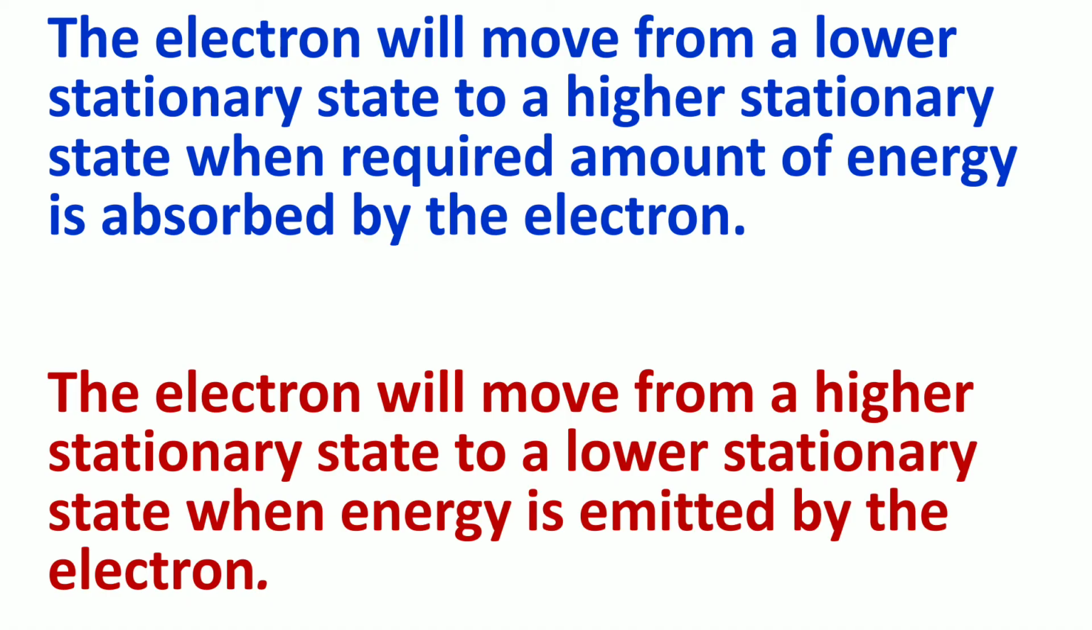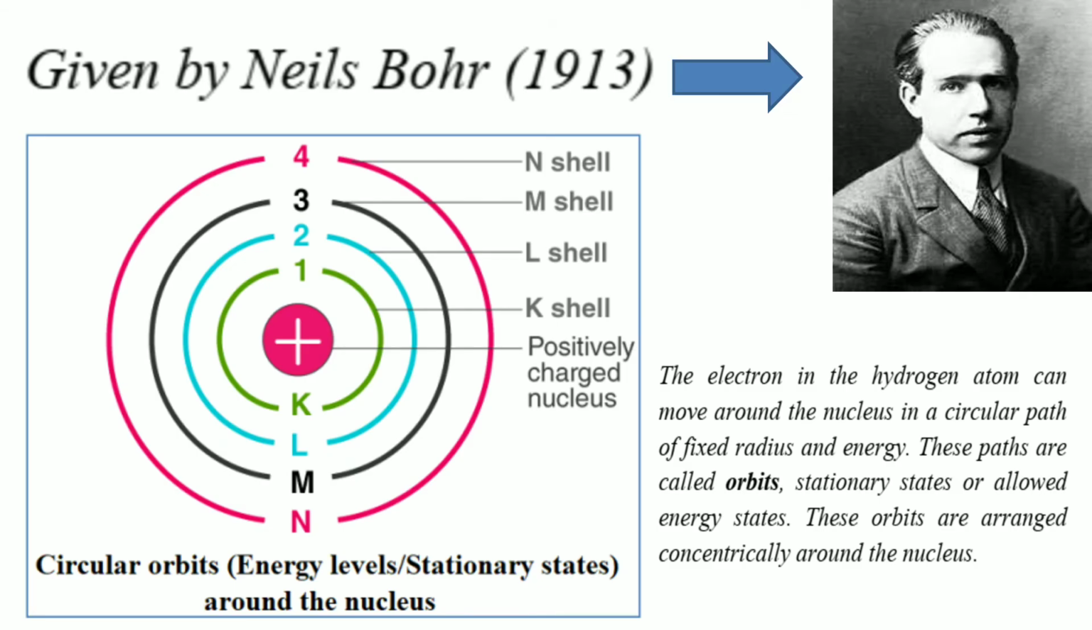The electron will move from a lower stationary state to a higher energy state when the required amount of energy is absorbed by the electron. So when the electron present at the K shell absorbs energy, it will go to the L shell, M shell or N shell. It depends upon the value of energy that was absorbed by the electron.